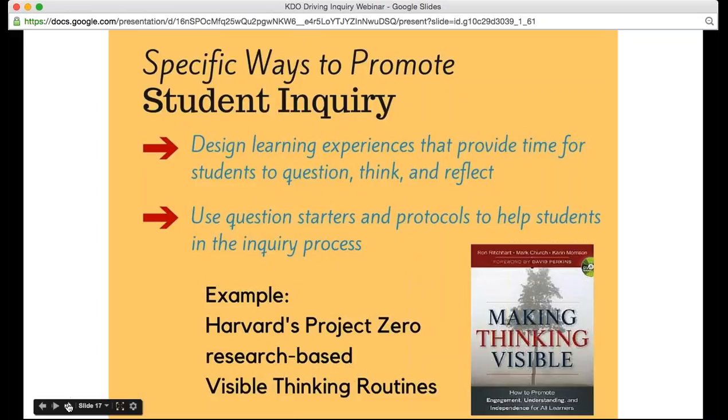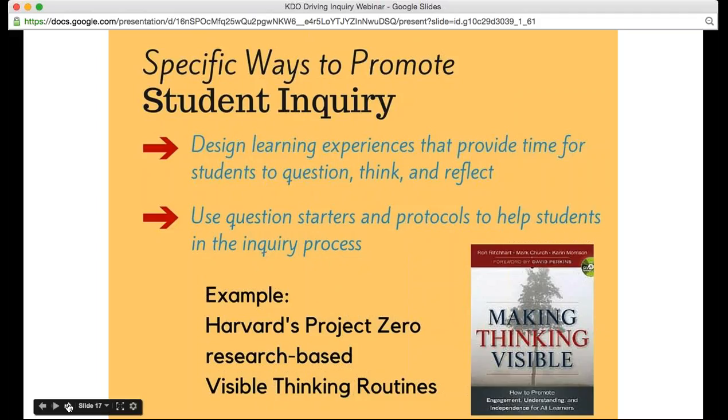So now that we have taken a look at what inquiry-based learning is and why it's important, let's get into some specific ways that we can promote student inquiry in our classrooms. Definitely, we want to make sure that our learning experiences are designed so that students have time to ask questions, that they're offered opportunities to think about what they're learning and reflect on what they already know and what they want to know. Building that in from the beginning and making sure that that's a part of the learning process.